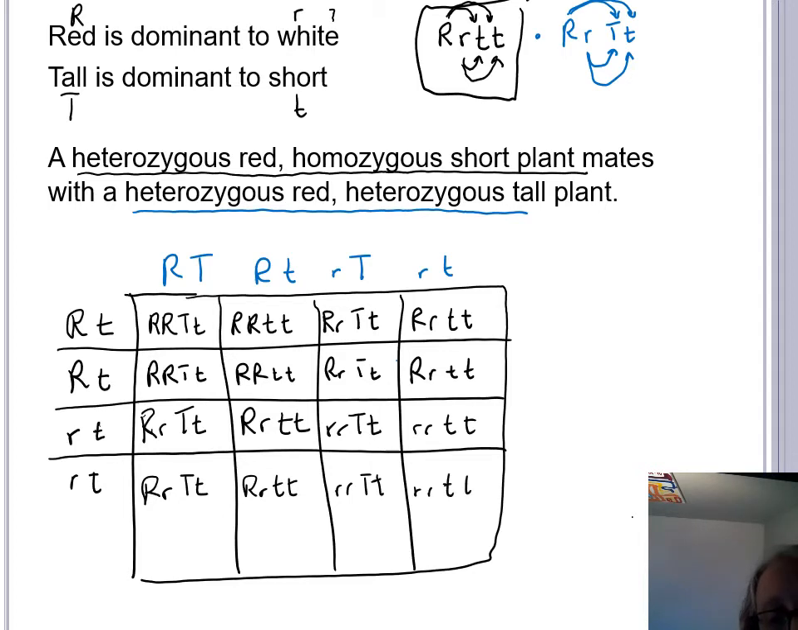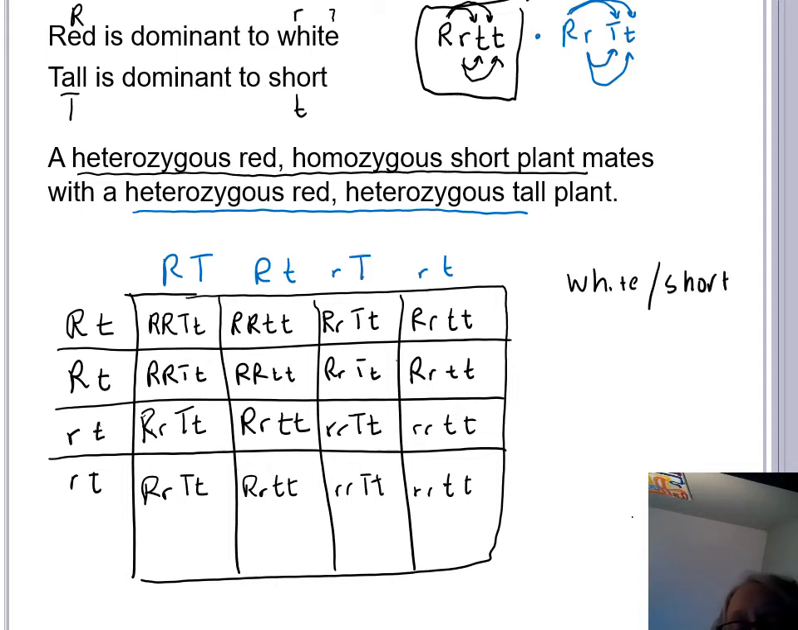Now that you have this chart filled out, you would be able to answer a question about the offspring. So I could ask you, how many of their children are going to be red and tall? Or how many of their children are going to be white and short? Let's try that one. How many children are going to be white and short?